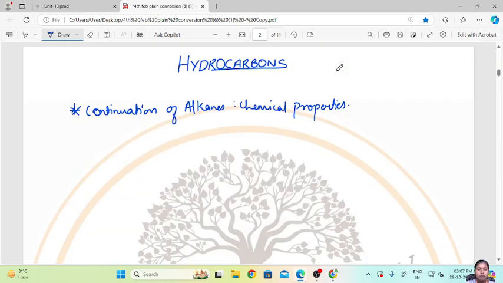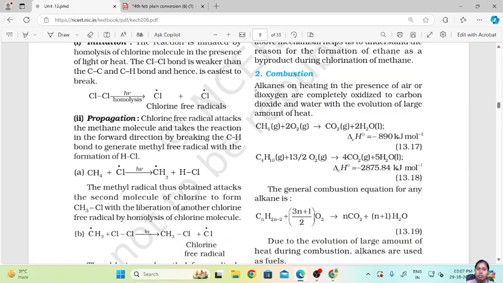So now we will continue with the chapter that is hydrocarbons, and in today's video we will see the continuation of alkanes. Last time we have seen one chemical property of alkane, and that is halogenation, and today we will continue with the rest of the chemical properties of alkanes. Amongst them, first one is the combustion. We have already seen halogenation, how the reaction is and what is the mechanism. The next one is the combustion.